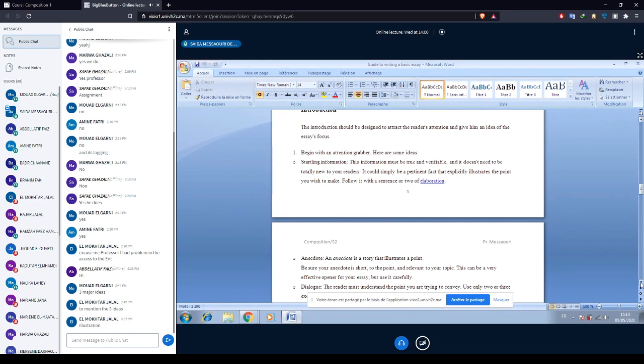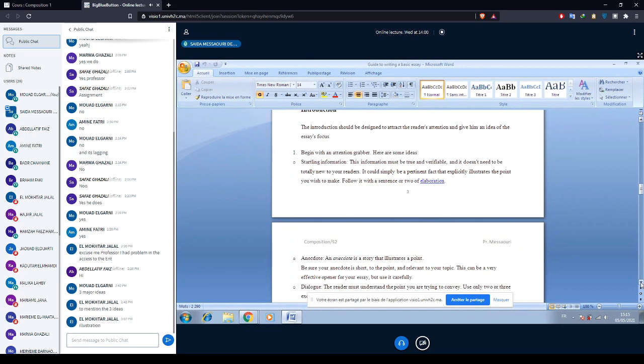Begin with an attention grabber. Here are some ideas. You may have startling information. This information must be true and verifiable. You should not give lies. You shouldn't lie about something. Startling information, you should give something that is true all the time. And it doesn't need to be totally new to your readers. It could simply be a pertinent fact that explicitly illustrates the point you wish to make.